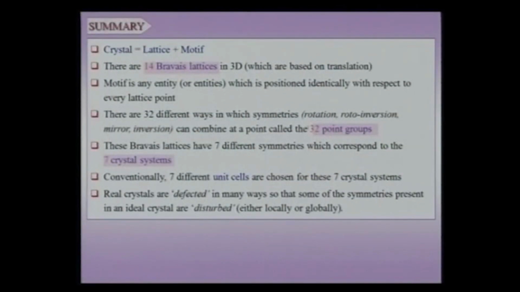So just to highlight the important points: the 14 Bravais lattices, the 32 point groups, the 7 crystal systems, and of course we have not dealt in detail with another number which comes up, which is the 230 space groups.